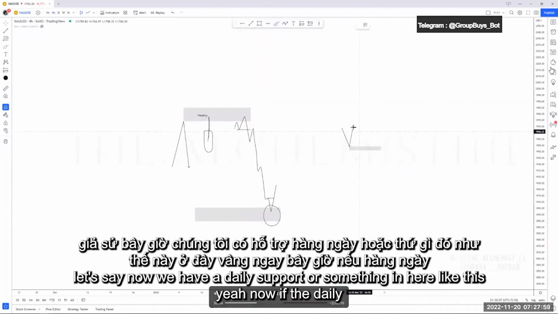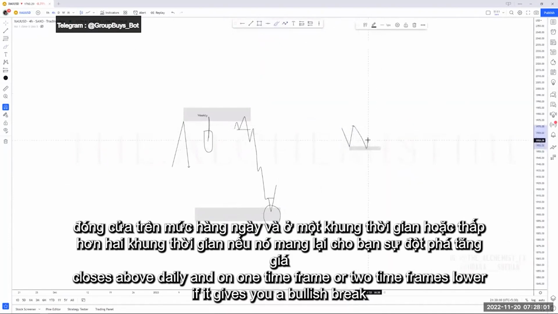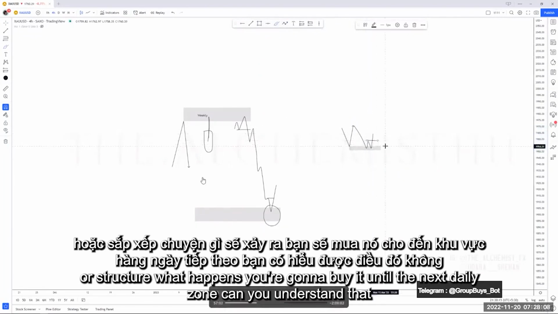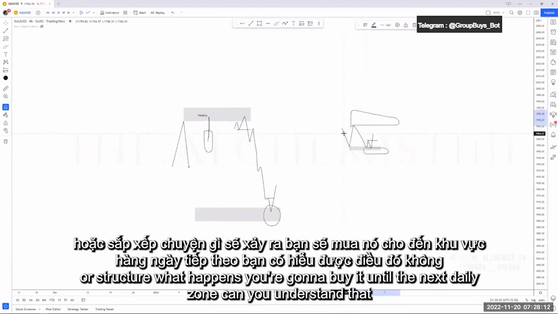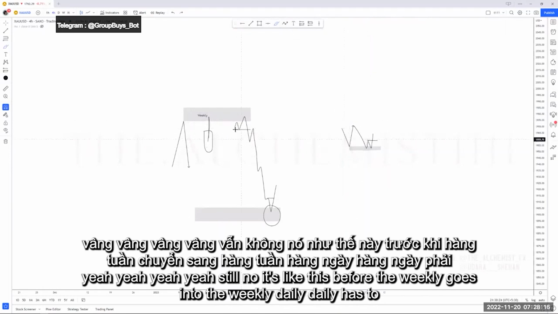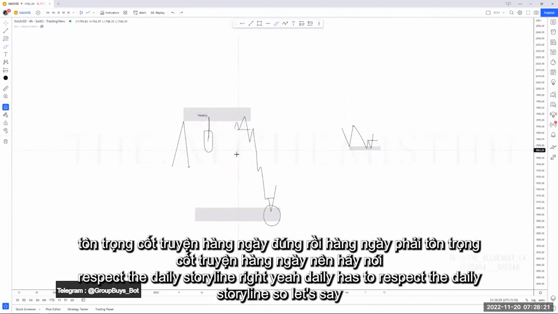Now, if the daily closes above the daily zone, and on one or two time frames lower it gives you a bullish break of structure, what happens? You're going to buy it until the next daily zone. Can you understand that? Same. Now it's like this. Before the weekly goes into the weekly, the daily has to respect the daily storyline, right? The daily has to respect the daily storyline.